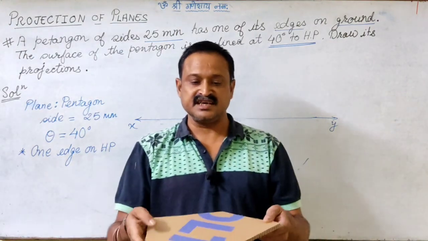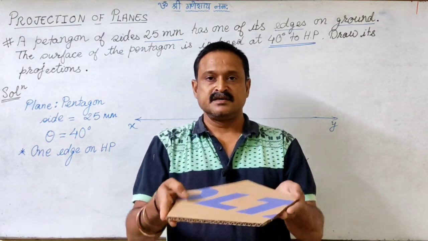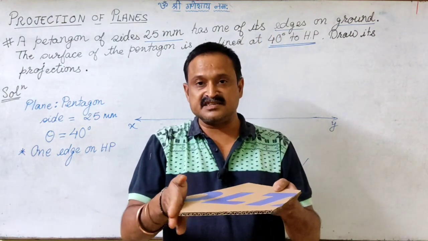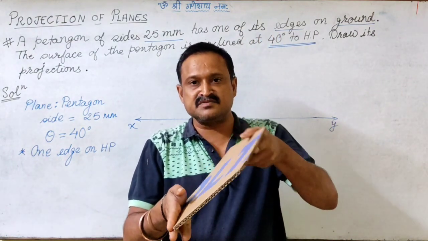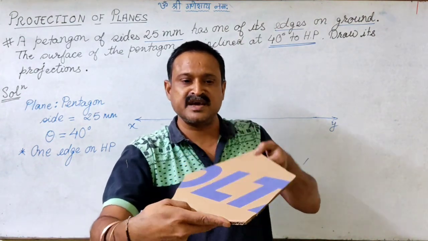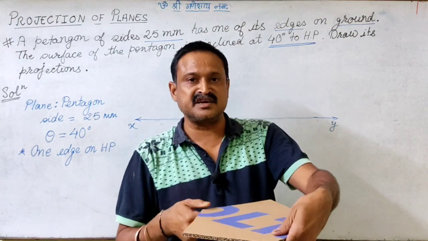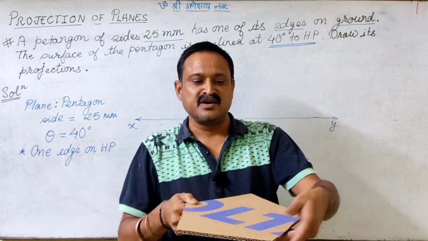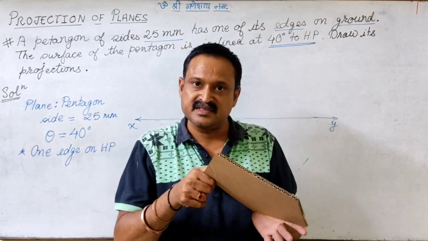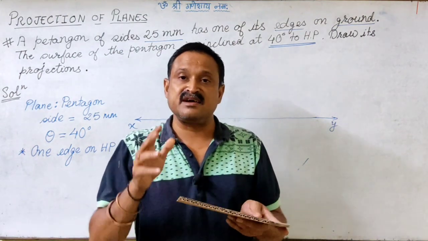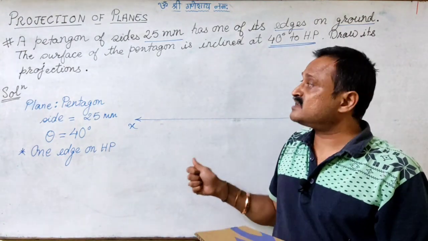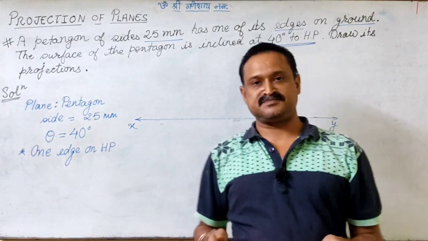So say if it is this way. Now I have 5 options. I can keep this edge on the ground and give the inclination this way. I can keep this edge on the ground and give the inclination this way. I can keep this edge on the ground and give the inclination this way. Or I can keep this edge on the ground and give the inclination this way. But the thing is, I have to ensure that I am able to as well draw this inclination.